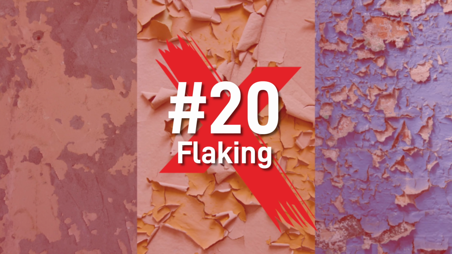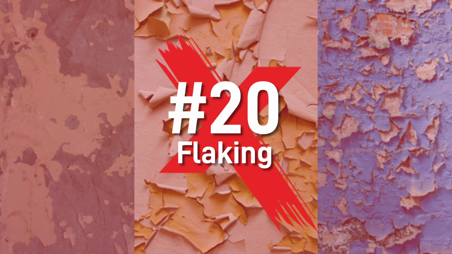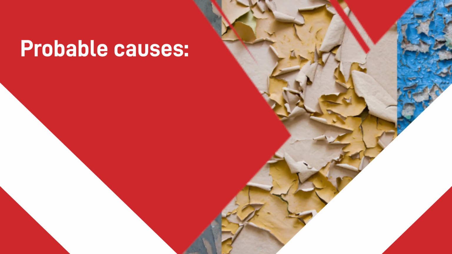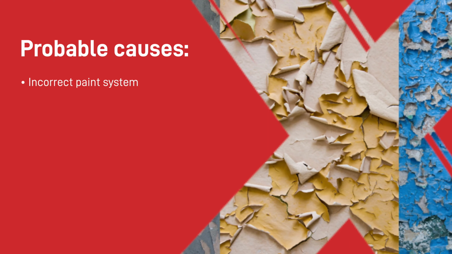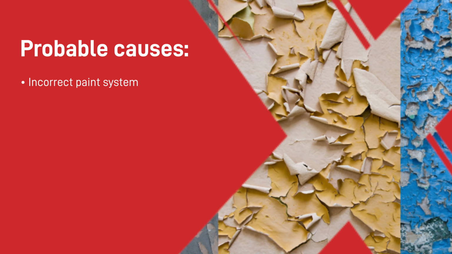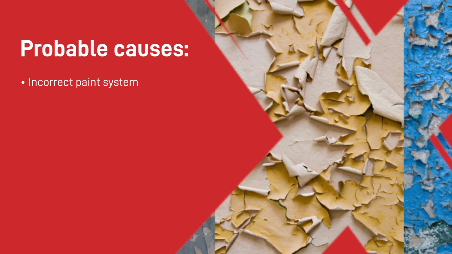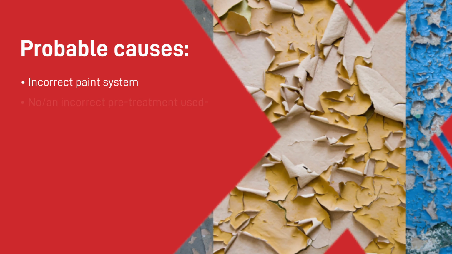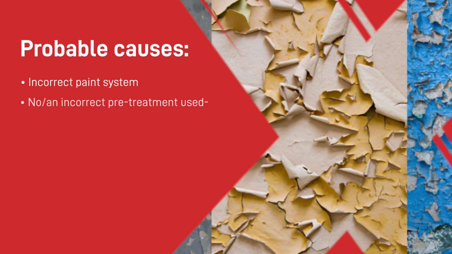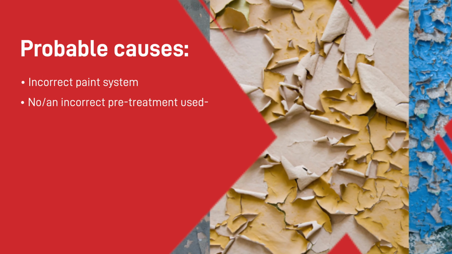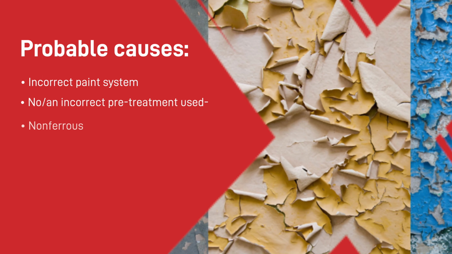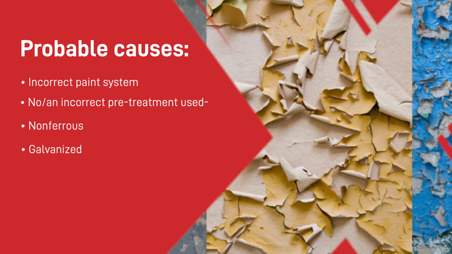Number 20 is flaking, an issue most industrial painters will have faced at some point. Flaking is most often caused by using an incorrect paint system. For example, using interior paint on an exterior object will most likely see flaking soon after drying. Either no or an incorrect pre-treatment used for certain substrates can cause flaking, for example on non-ferrous or galvanised metals.